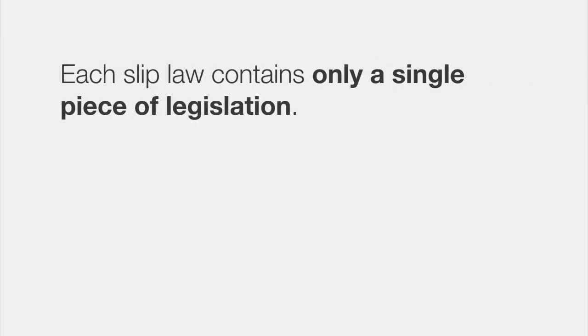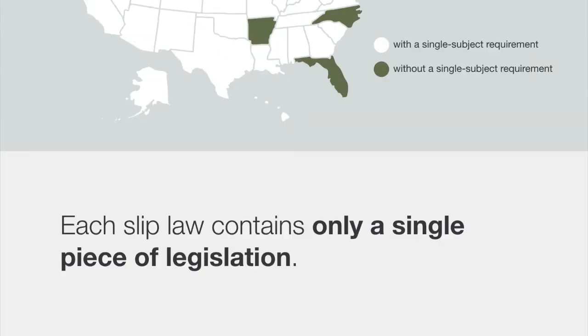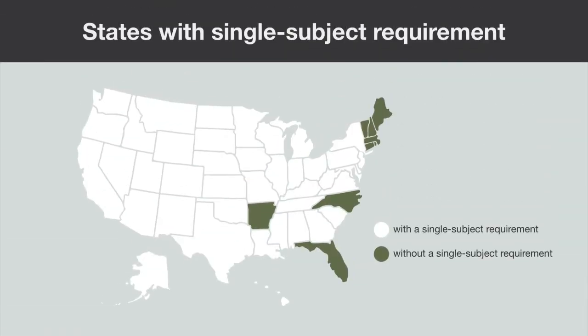Each slip law contains only a single piece of legislation, though that legislation may affect multiple laws. This is especially true for federal legislation, where omnibus bills are commonplace. Some states, such as Illinois, have a single subject requirement. This means all bills are confined to a single topic.